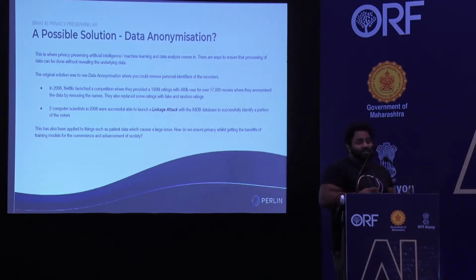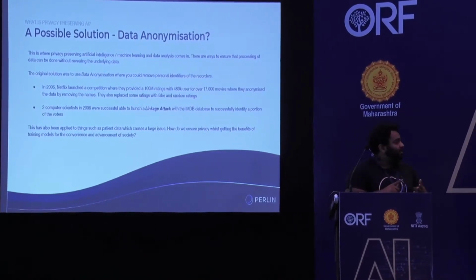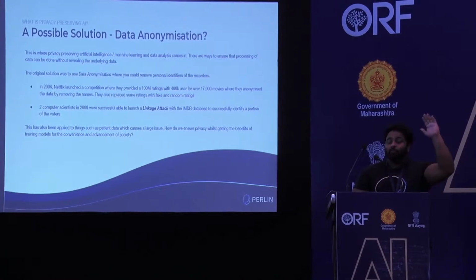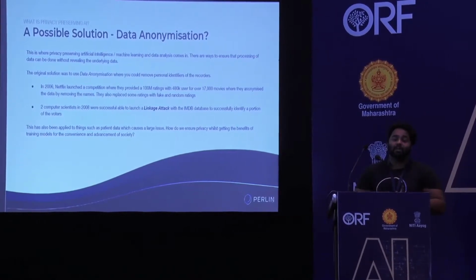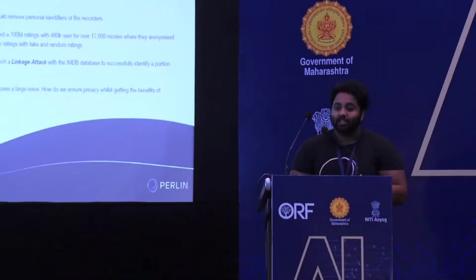In 2006, Netflix released a huge data set on movie ratings. They had 100 million records, about 17,000 movies, and 480K users. Essentially, they removed the names from the data set and added some random data here and there. But in 2008, two computer scientists were able to launch something called a linkage attack. A linkage attack is simply getting another data set, for example from IMDb, an open movie rating website, and connecting it to the Netflix data set, identifying the people who made those movie ratings.